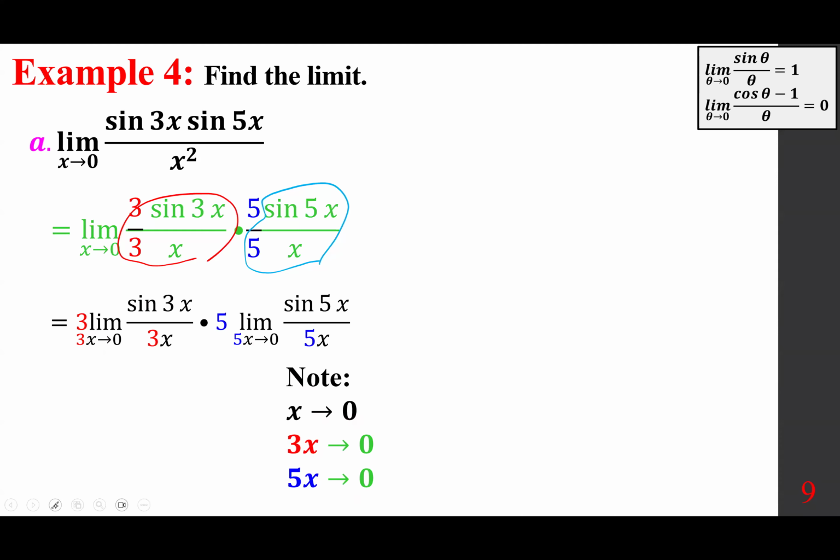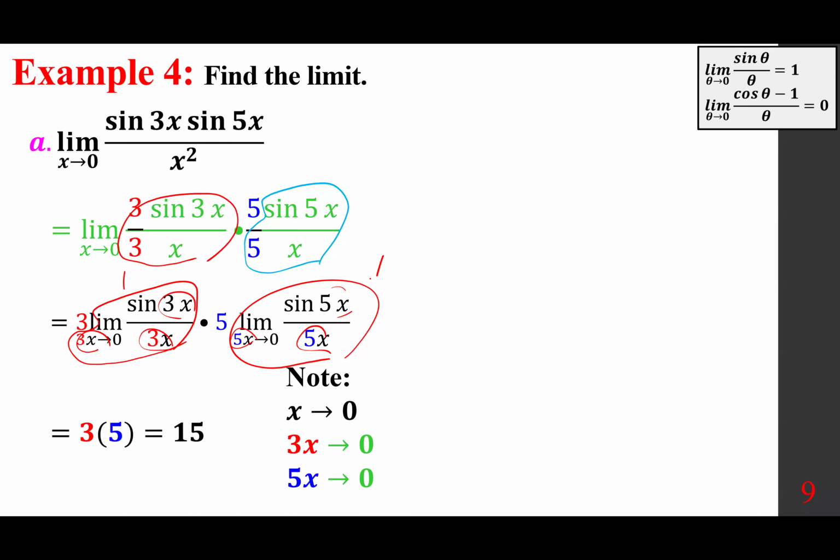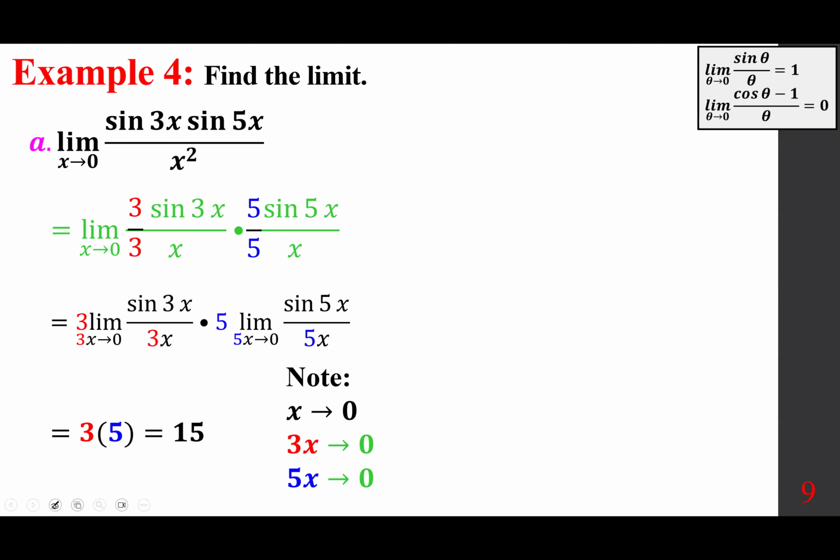Therefore, because this one and this one and this one are identical, this is 1. This one and this one and this one are identical, this is 1. So the answer is 3 times 5 equals 15. In the first case, you can let 3x be theta. In this case, you can let 5x be gamma or theta or alpha or even the same theta is fine.